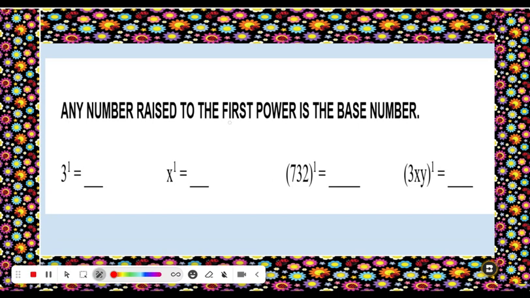Any number raised to the first power is the base number. So 3 to the first power is 3. x to the first power is x. 732 to the first power is 732. 3xy to the first power is 3xy.